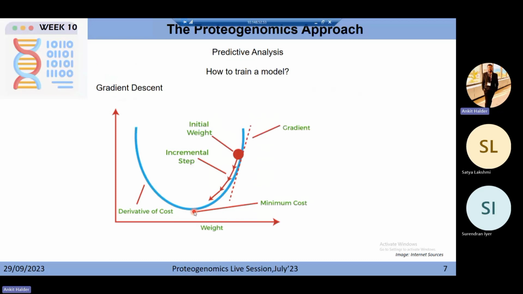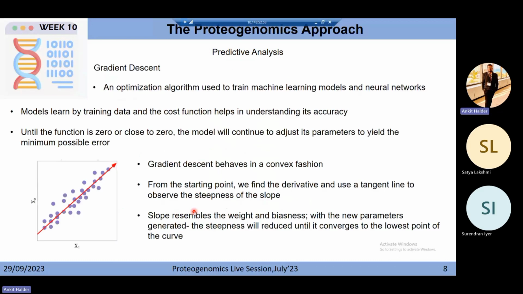For this reason, gradient descent is one kind of thing which helps us to tune our models and build our models in such a way that they become robust and provide accurate results. So what is gradient descent? Now we will be looking into what gradient descent is.